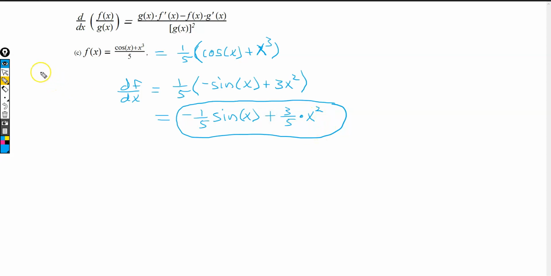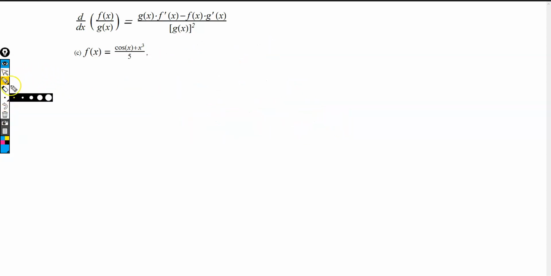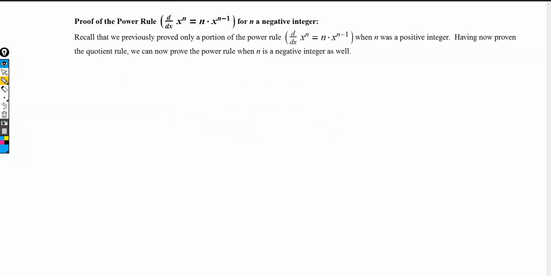Now let's take a look at a proof. Now here we're going to prove the power rule in the case when n is a negative integer. If you remember, we only proved the power rule when n was a positive integer. But now that we have the quotient rule at our disposal, we can prove the power rule is true when n is a negative integer as well.